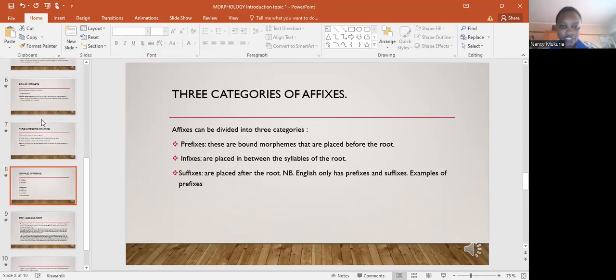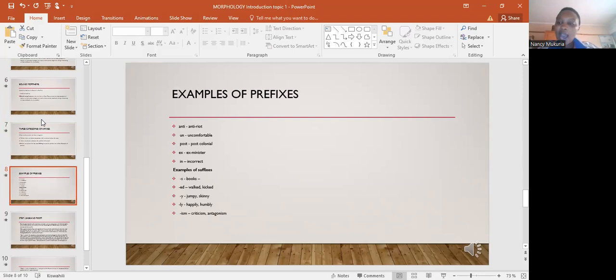Examples of prefixes. Anti. When you add anti to riot, it becomes anti-riot. When you add un to comfortable, it becomes uncomfortable. Post to colonial becomes post-colonial. Ex to minister becomes ex-minister. In to correct becomes incorrect. Even you can say im. When you add im to possible, it becomes impossible.